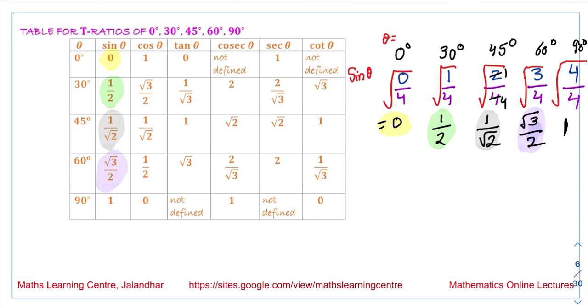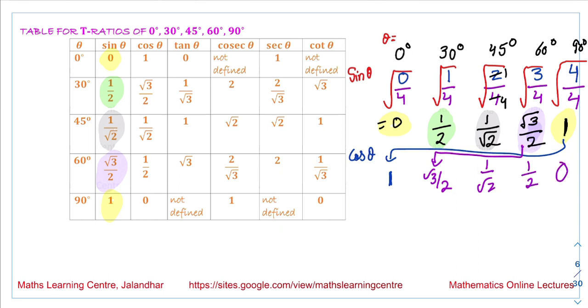And last we are saying sine 90 degree, it is 1. So these are the first column of this table. In the next step, we have to write the angles corresponding to cos theta. Just write this 1 over here, this root 3 by 2 over here, this 1 by root 2 over here, 1 by 2 over here and 0 over here. But we are saying this value is 0, we are adding 0 over here.